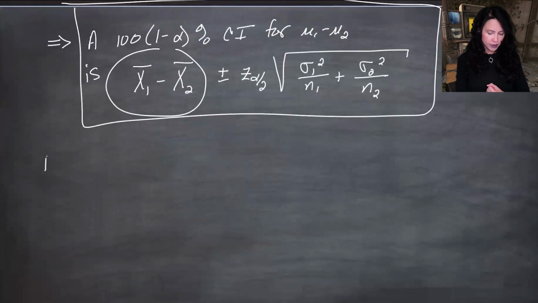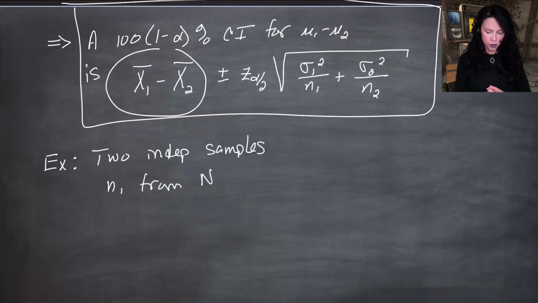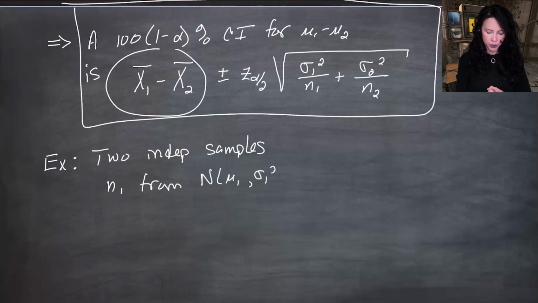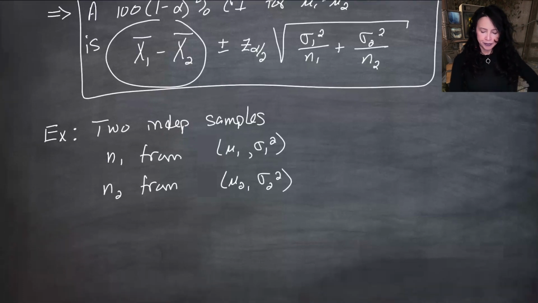So if we did, and don't worry, I'm not going to write this whole thing again. I'm going to write the setup and then the answer. If we had two independent samples, one of size n1 from the normal mu1 sigma 1 squared distribution, and one of size n2 from the normal mu2 sigma 2 squared distribution, and sigma 1 squared and sigma 2 squared are known or unknown. Maybe we can do these both in one example.